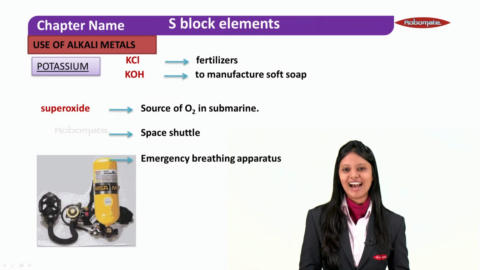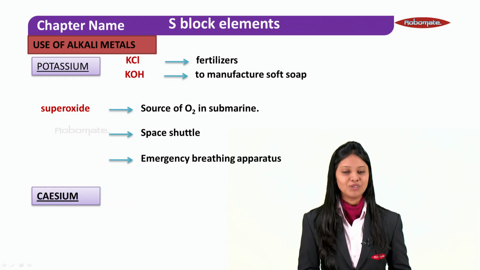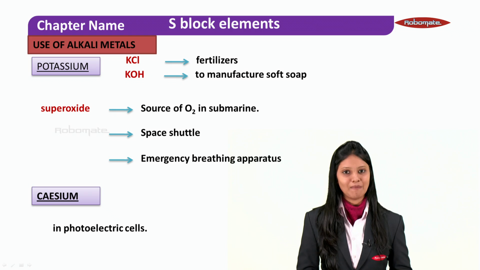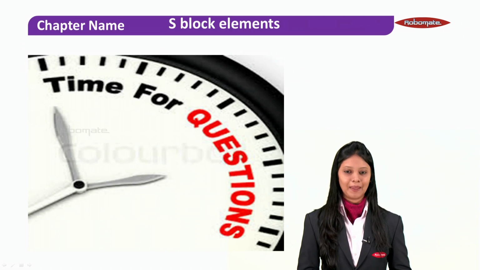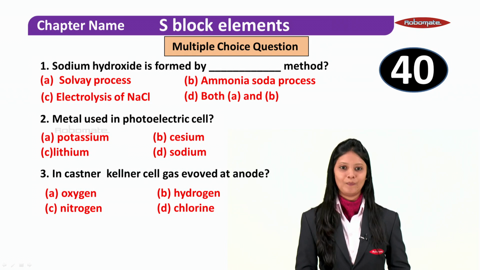Now we'll discuss the last alkali metal, and that is cesium. Cesium is generally used in photoelectric cells. So this was about uses of alkali metals. Now it's question time. I'll give you 3 questions and you have 40 seconds to solve, and your time starts now.